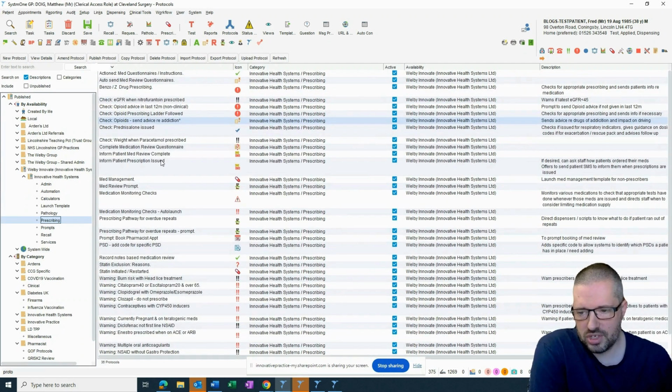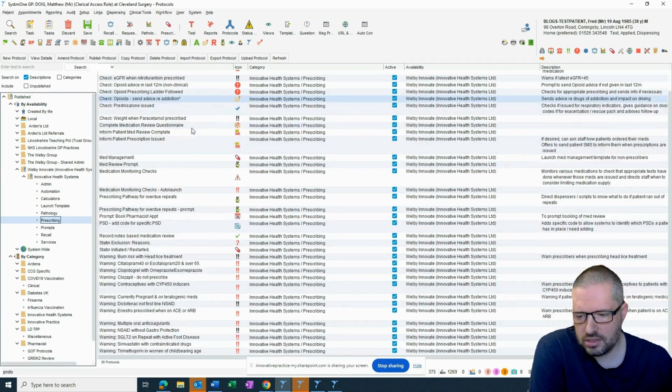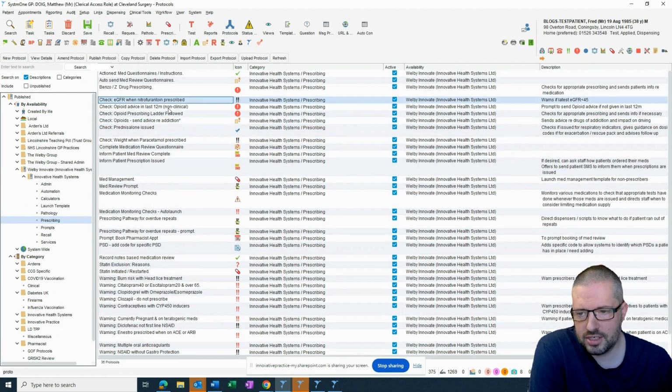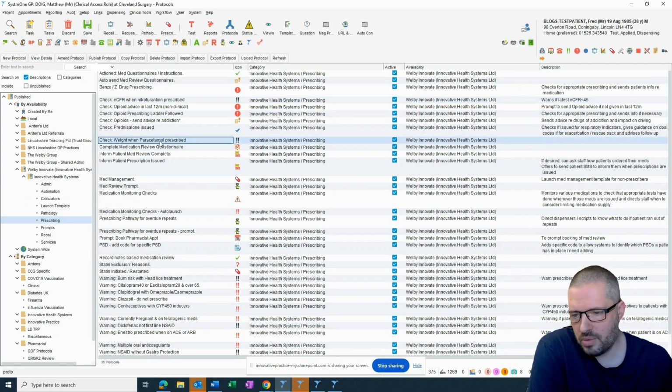There's quite a few protocols in here, and not all of them are prompts. Some of them are for other things. But there's two main sections you might want to look at. The first is checks, and these are the sort of slightly softer things like the one I was just showing you. Check weight when paracetamol prescribed.